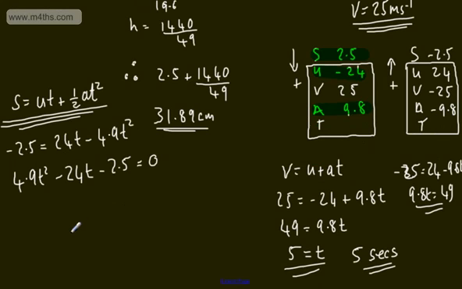So in a calculator we could work this out. Our a value is going to be 4.9, our b value is going to be minus 24, and our c value is going to be minus 2.5. Now in this case it's absolute overkill, but in some questions you'll need to use this particular formula.